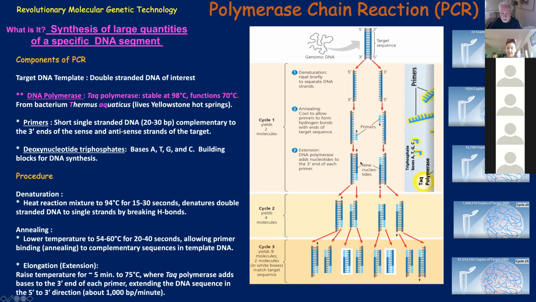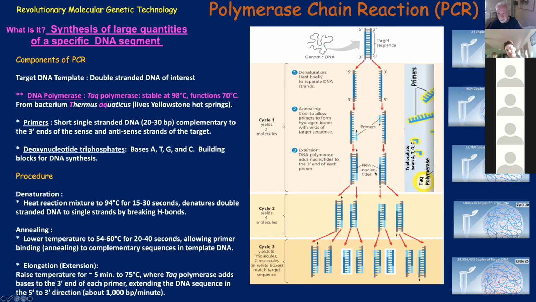Then the temperature is raised. The third step is the temperature goes up to about 75, which is the temperature at which this very special enzyme works. And so this enzyme, it's a DNA polymerase, it fills in the gaps. All the A's and T's and G's and C's are filled in. So after one cycle of temperature switching, this one molecule of target sequence is now 2.